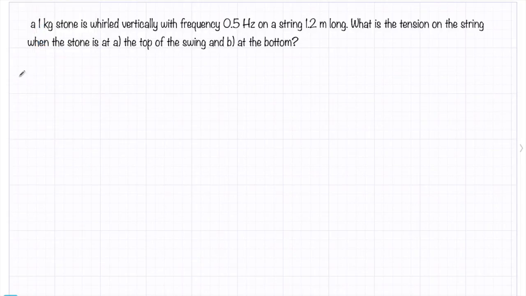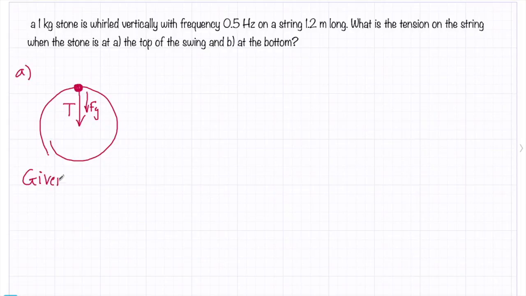So let's start with the first part where it's at the top of the string. So we'll just draw a quick picture here. This is the stone. This is the string, but we're going to now have the tension force. So the tension is pulling the stone down. And there's also the force of gravity, which is pulling the stone down. So there's two forces acting on this. The centripetal force is also down because the net force has to be in the downward direction in order for this thing to start to accelerate in the downward direction.